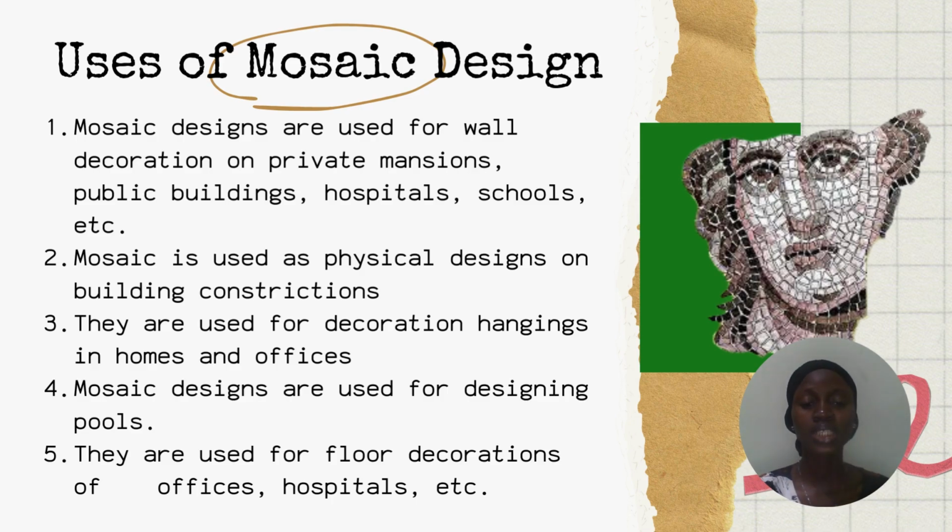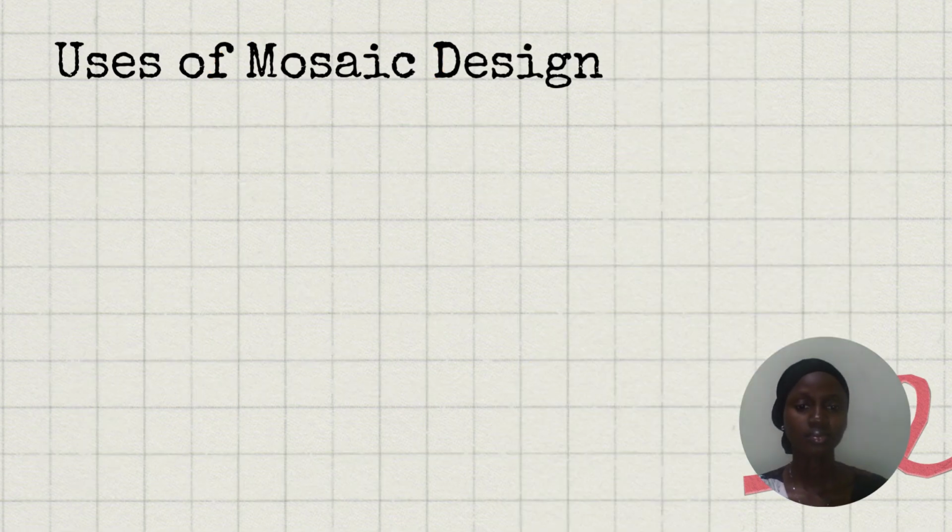And we know that mosaic designs are made from hard objects like tiles, stones, glass, and so on. So they are durable and they can withstand the harsh weather, be it rain or sunshine. So they can be placed outside, unlike collage, which is made from paper and fabric.